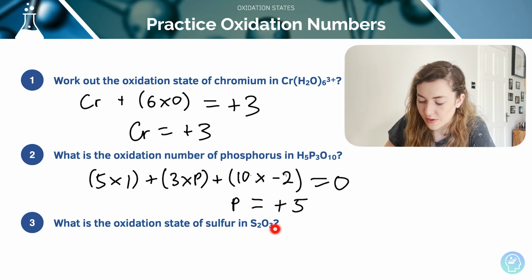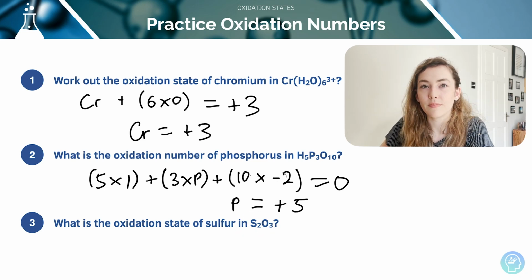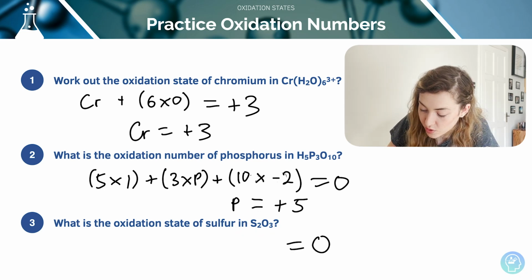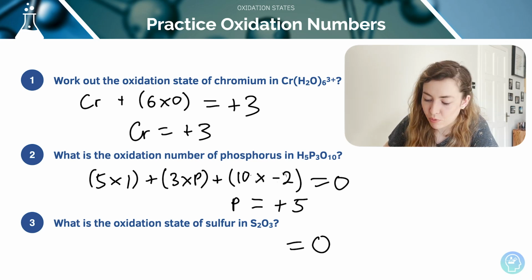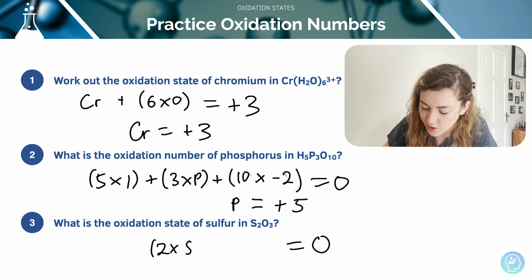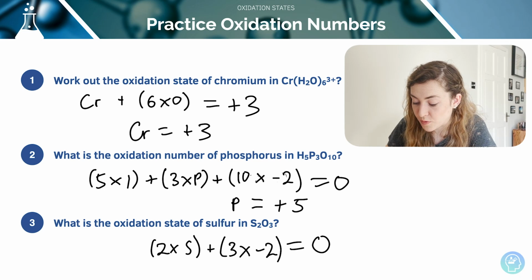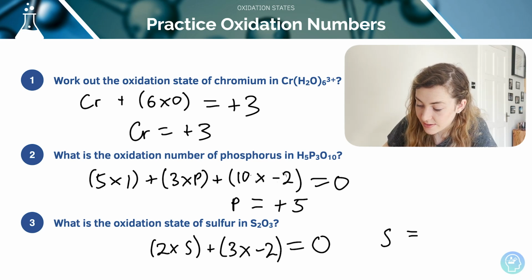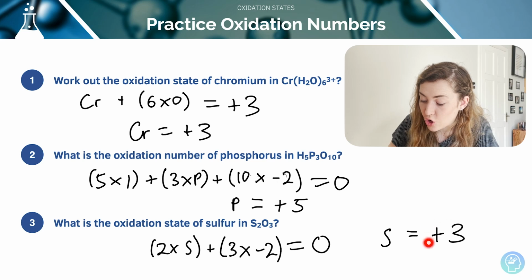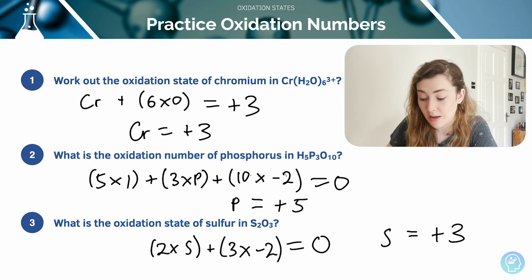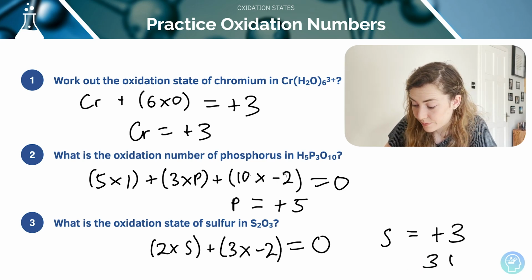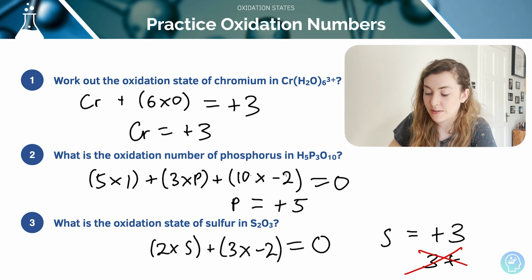Then finally, have a go at this one, using what we've just learnt. So again, the overall charge is equal to 0 because there is no overall charge in this compound. And I know oxygen, because it's not an exception, it's not a peroxide. So we're going to have 2 times S, the unknown, plus 3 times -2. Each oxygen contributes -2. So if I solve for S, S equals +3. Note how we always, like I said before, put the plus sign before the number. If you put it after and write 3+, you will lose a mark. That is incorrect and will not be accepted.